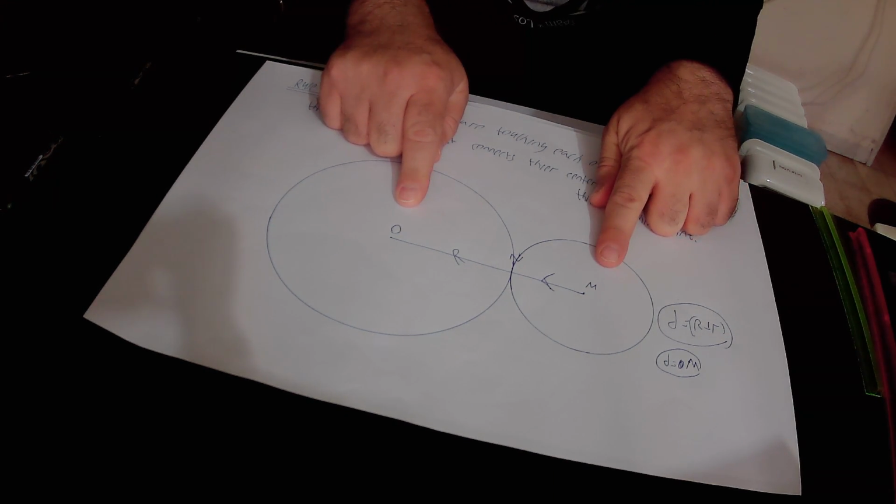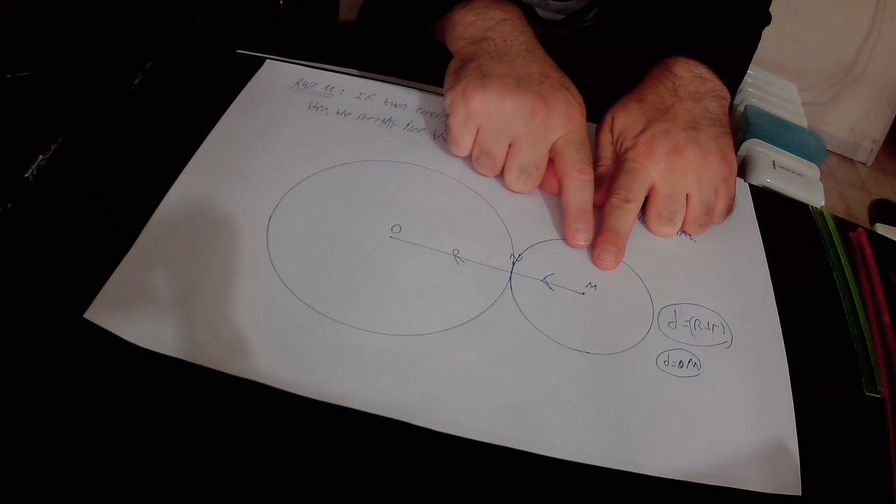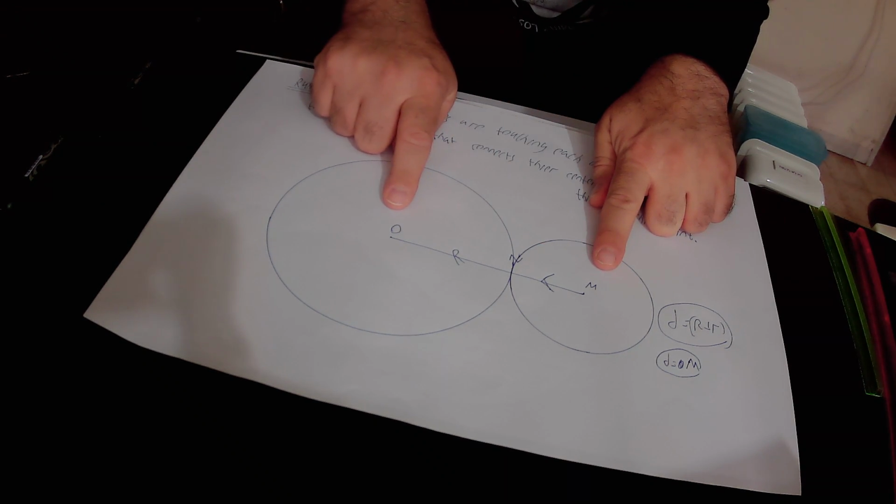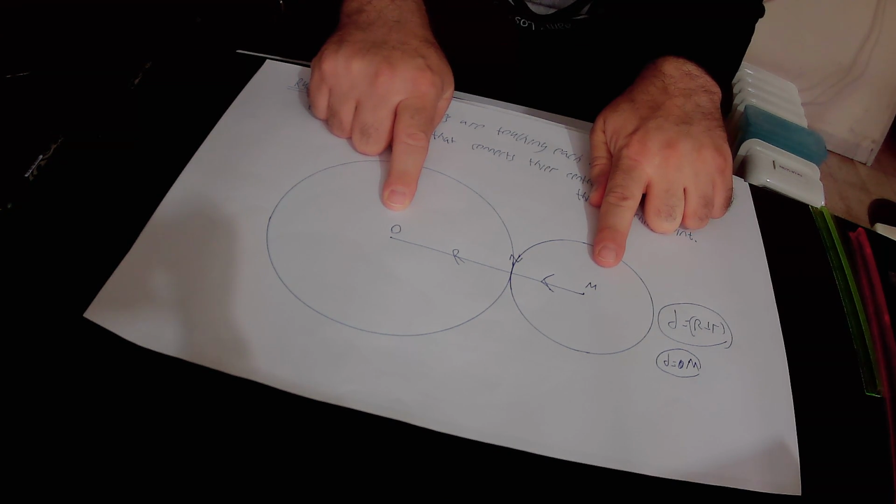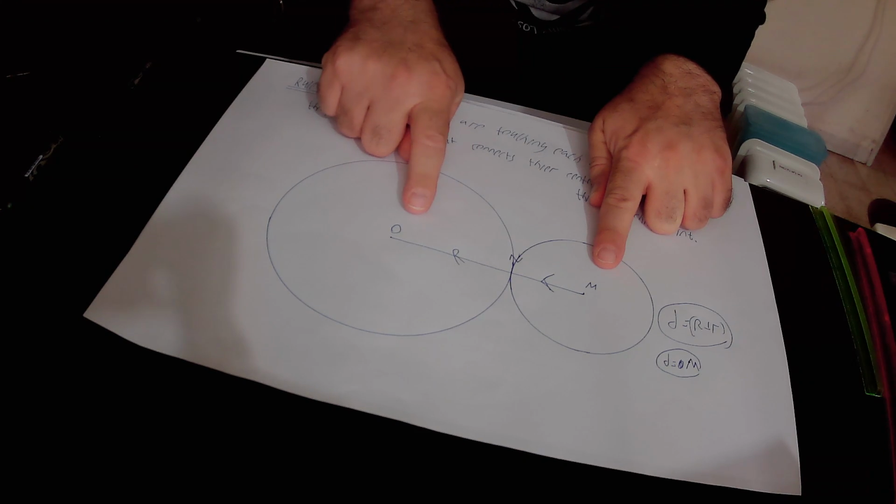OM is the distance between their centers, because point O is the center of the big circle and point M is the center of the small circle. Therefore OM is the distance between their centers. From the drawing, it is very easy to see that OM equals capital R plus small r.